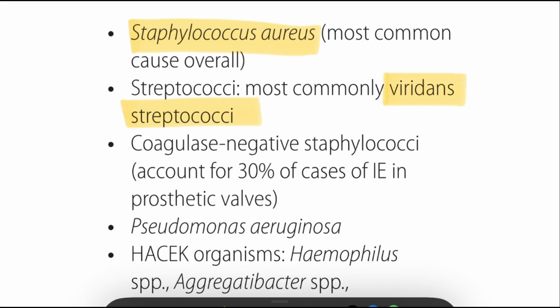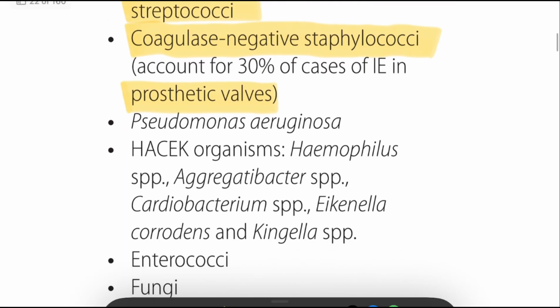Viridans streptococci are the most common organisms if a patient recently had dental procedures or has damaged valves. Next is coagulase-negative staphylococci, the main organism in prosthetic valve settings. Another organism that can cause infective endocarditis is Pseudomonas aeruginosa.